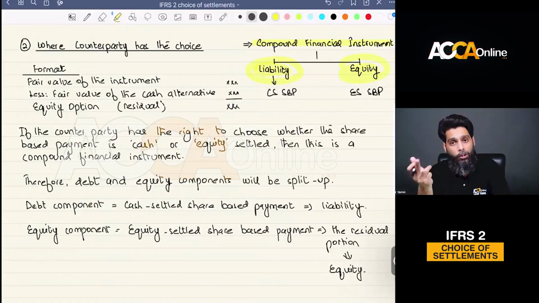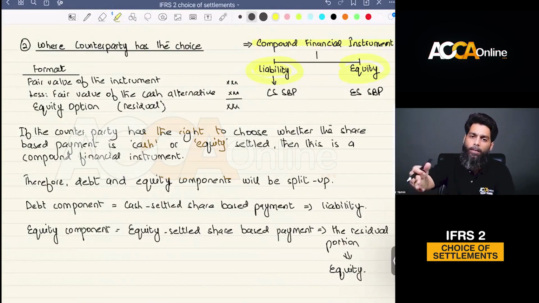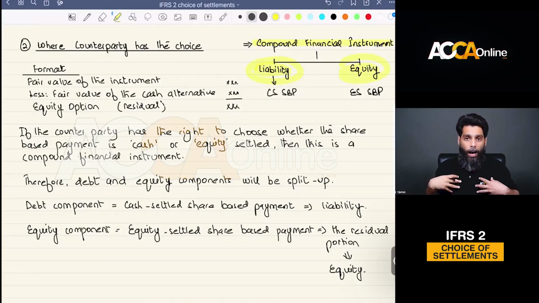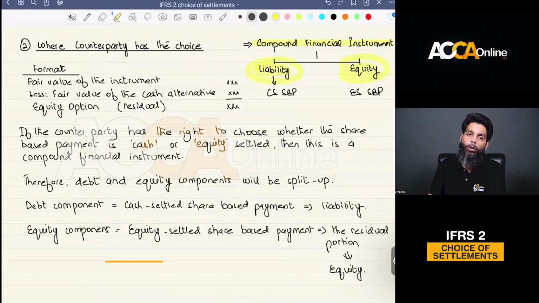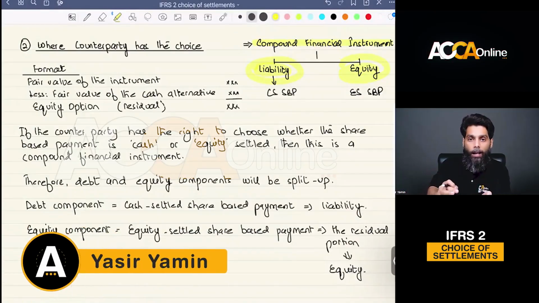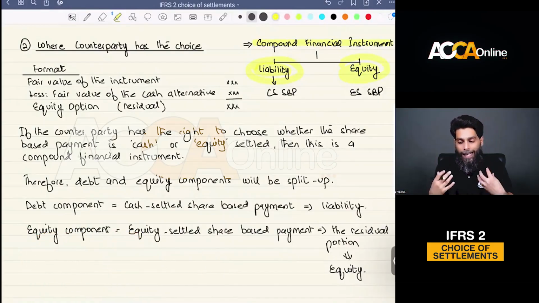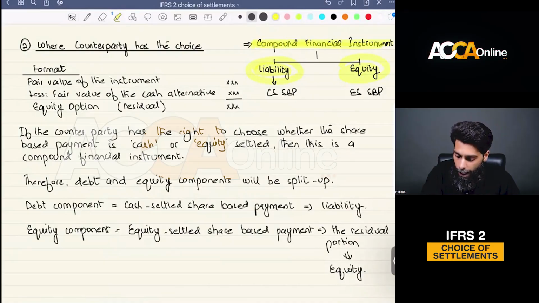IFRS 2 says if the other party has the choice to decide if they want to settle in cash or in shares, there is a great likelihood that some people might settle in shares and some in cash. But at this point in time, we cannot make a judgment that after 3 years, 4 years, 5 years, whenever the vesting period expires, we don't know what the counterparty's actual decision would be. So right now, we have issued a hybrid instrument which could result in both ways. It could eventually lead us to a cash settled share based payment or an equity settled share based payment. So from the entity's perspective, it is a compound financial instrument.